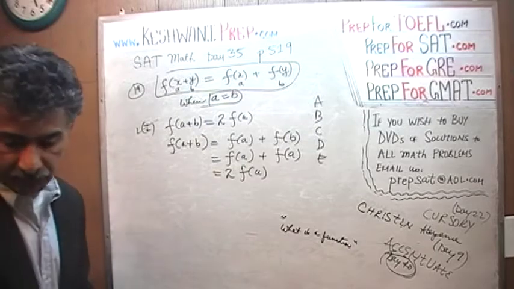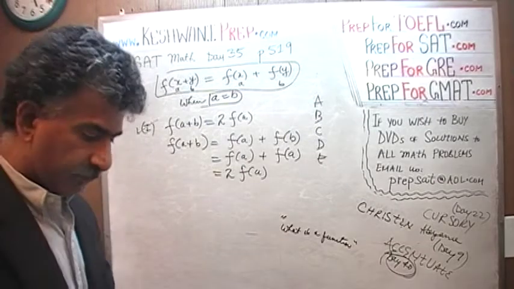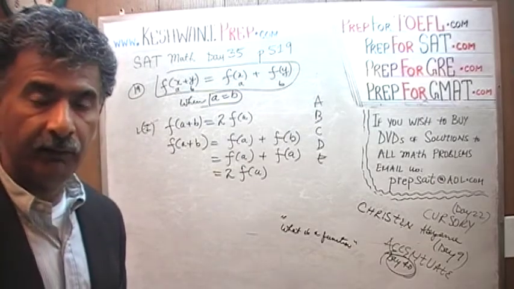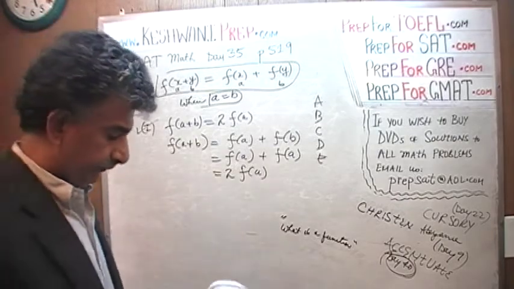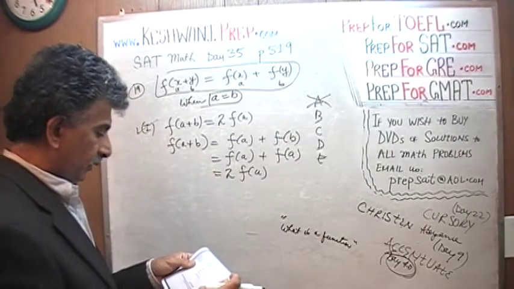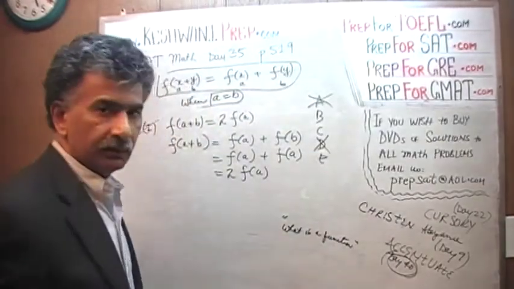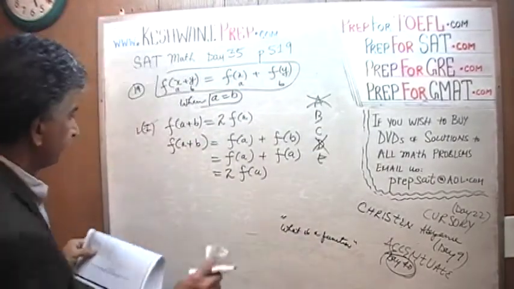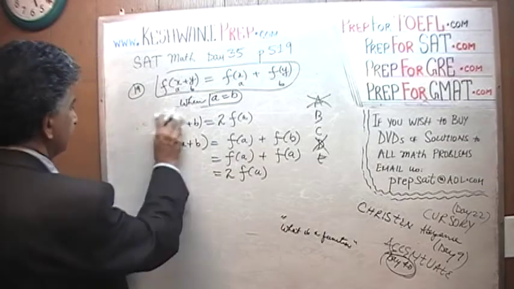The first statement works, which means we can cross out any answer choice that does not have Roman numeral 1 in it. We can cross out A, it says 1 only. We can cross out D. D doesn't have 1 in it. Let's look at second statement.